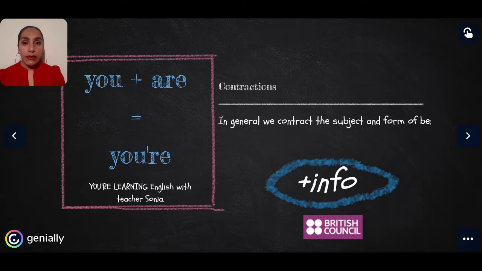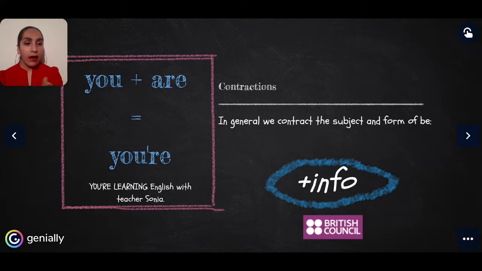So in order to summarize this information, we have in this slide that you plus are, it's equal to you're. You're learning English with me, teacher Sonia. In general, we contract the subject and the form of the verb be. That's the rule, okay? Si queremos utilizar contracciones, esta es la regla general. Vamos a reducir el sujeto más la forma del verbo be.